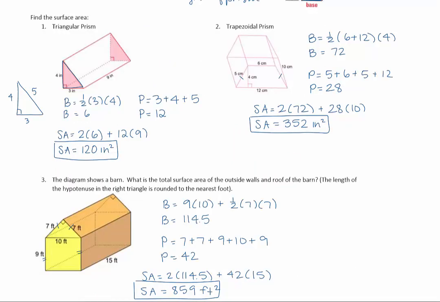Okay, so I went ahead and solved these so you could see what I meant by surface area. I found the bases of them all, I found the perimeters of the bases, and then I was able to find the surface area. And notice that surface area is squared and not cubed like volume. It's also not singular either. So we're dealing with 120 inches squared versus inches or inches cubed.